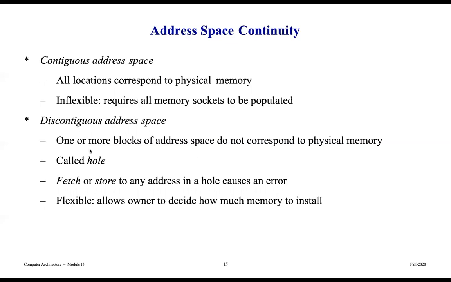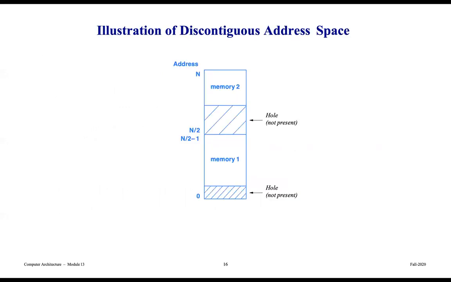On the other hand, you can have a discontinuous memory space. One or more blocks of address space do not correspond to physical memory. So in a sense, it has a hole. A fetch or store to any address in a hole causes an error. This is flexible. It allows the owner to decide how much memory to install. But you're going to have to be aware of that.